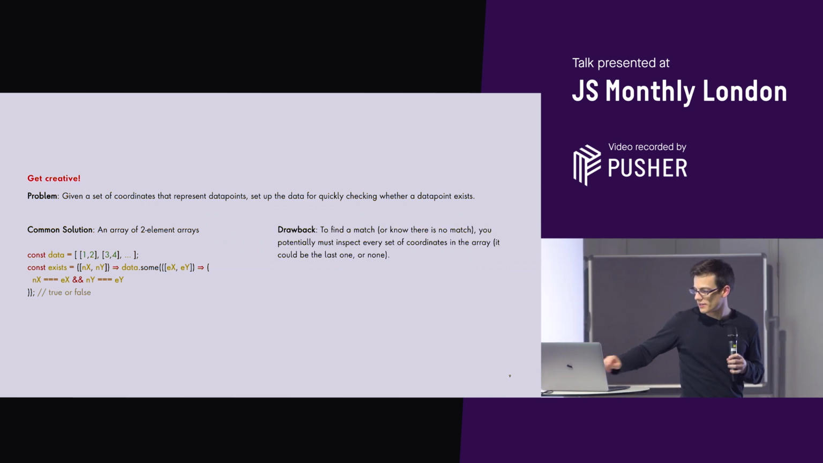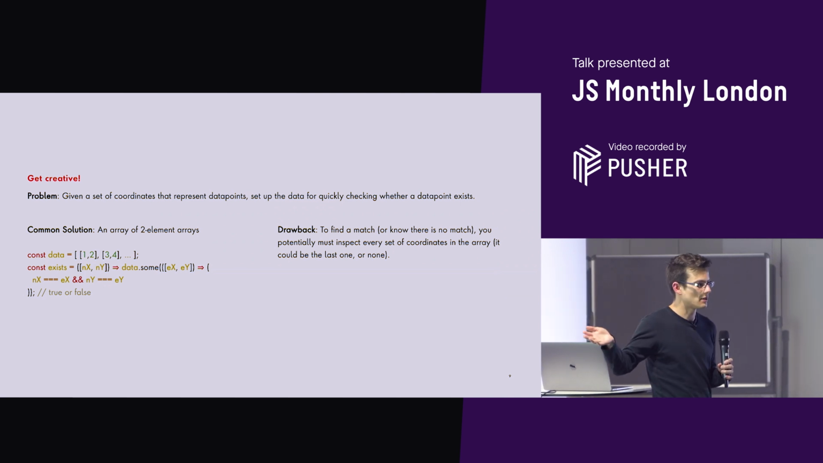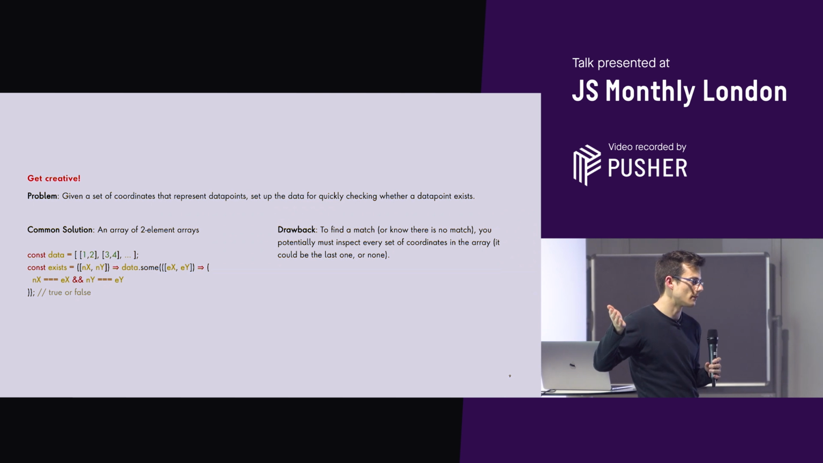The reason for that is here, because if you're trying to find whether something exists, if it happens to be the last item in your array, you have to look through everything before you get there. Or if it in fact does not exist, you have to verify all of your items are not what you're looking for.